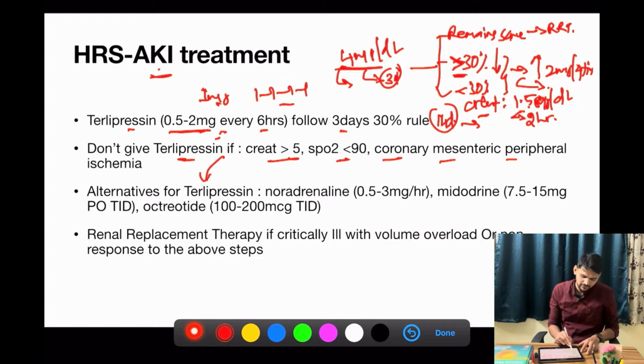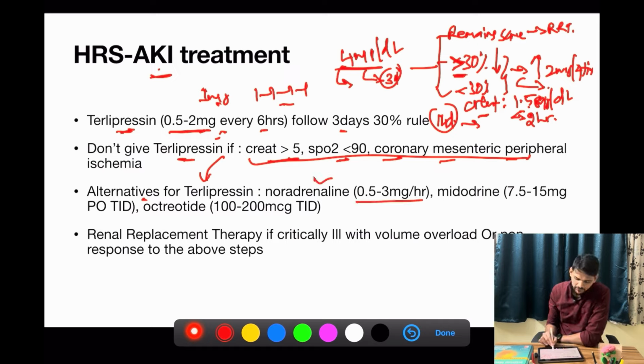So in that situation, what are the alternatives? This also is very, very important, because sometimes there will be contraindication like just now mentioned, or the patient side will not be able to afford terlipressin in Indian setups. So in that case, we have to know what are the alternatives. So we can utilize noradrenaline, dosage is mentioned here, or midodrine tablet 7.5 to 15 mg orally 3 times a day we can give, or octreotide, again TID. So these are some alternatives for terlipressin. As mentioned, if the patient is not responding to the above steps, or if the individual is critically ill with volume overload, we have to consider renal replacement therapy.